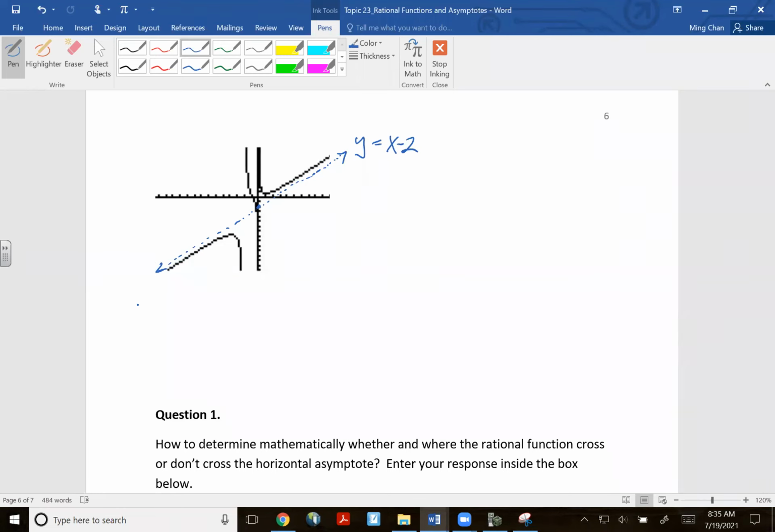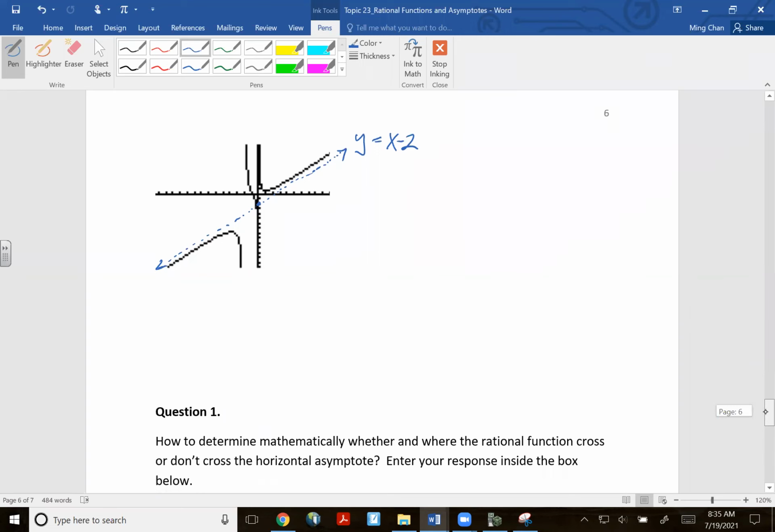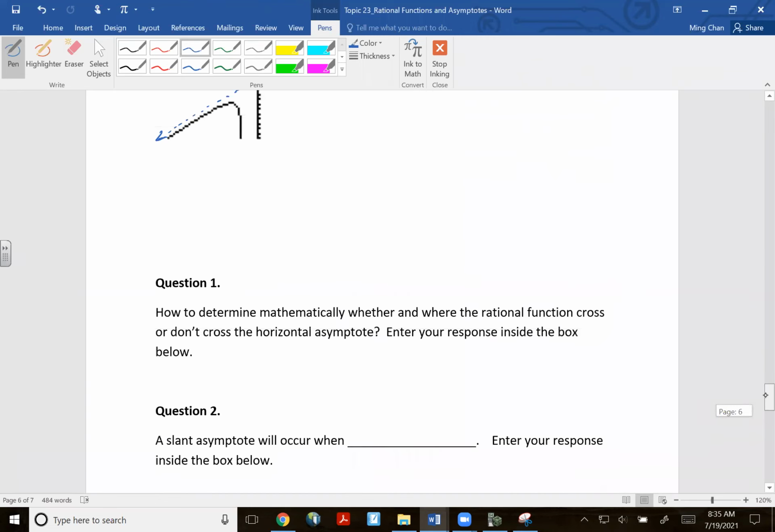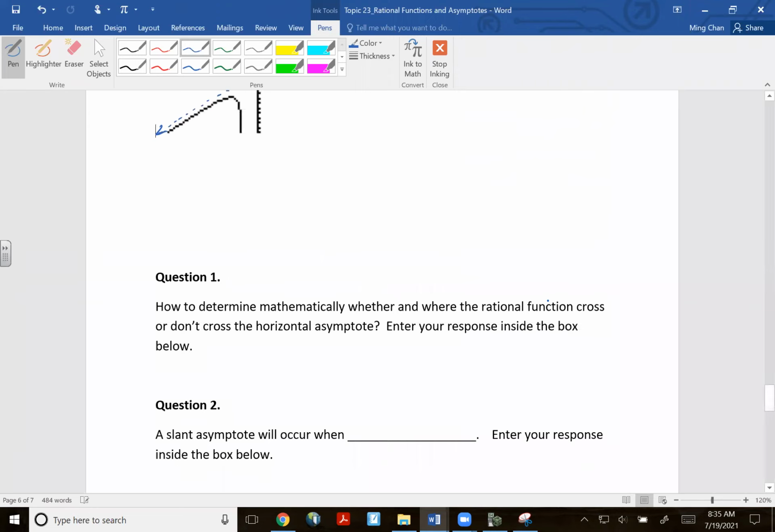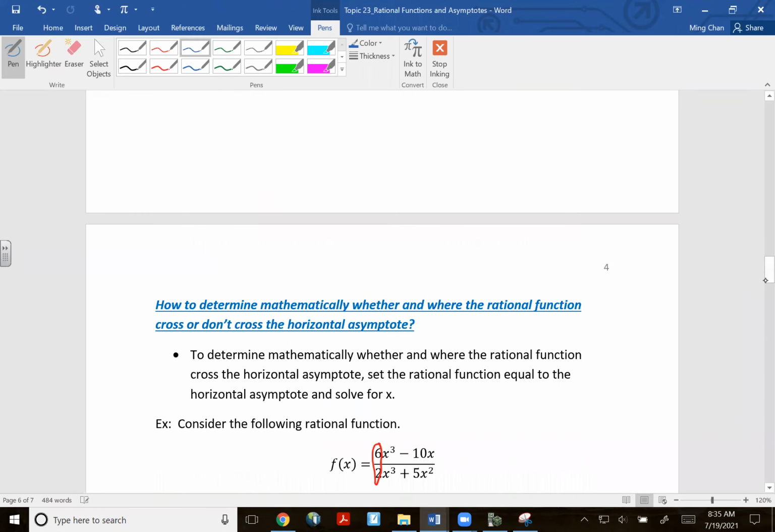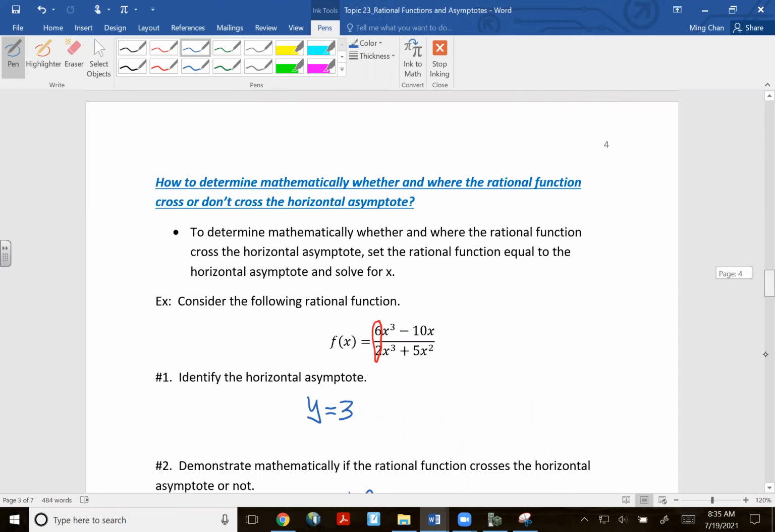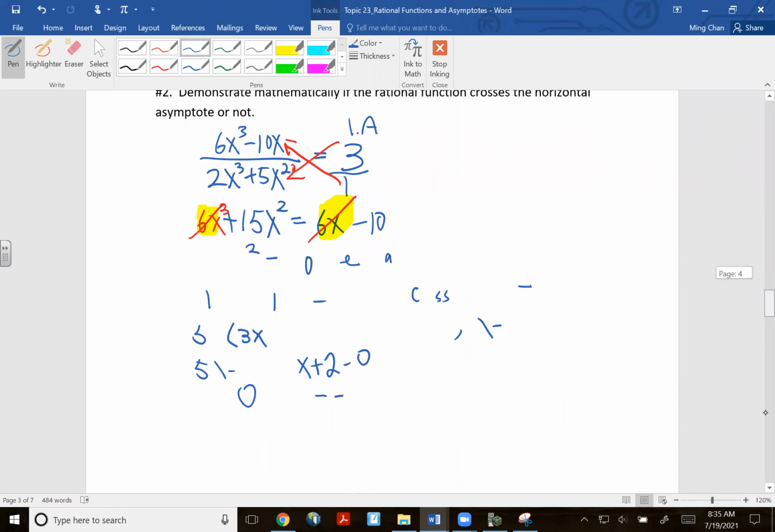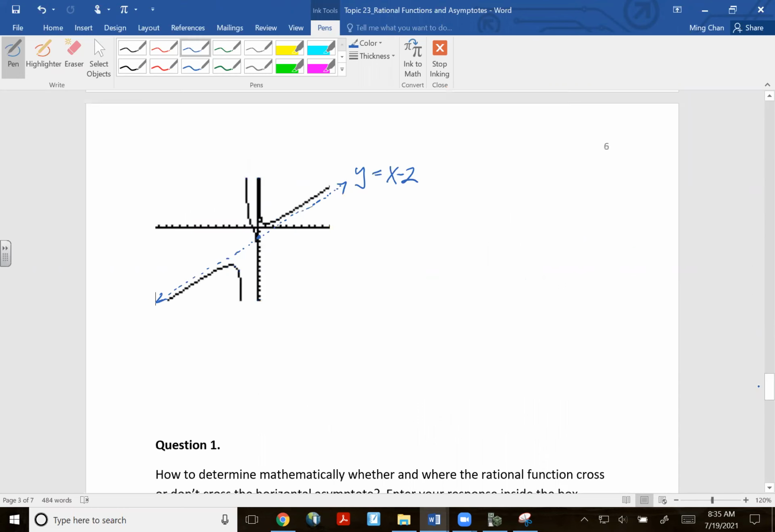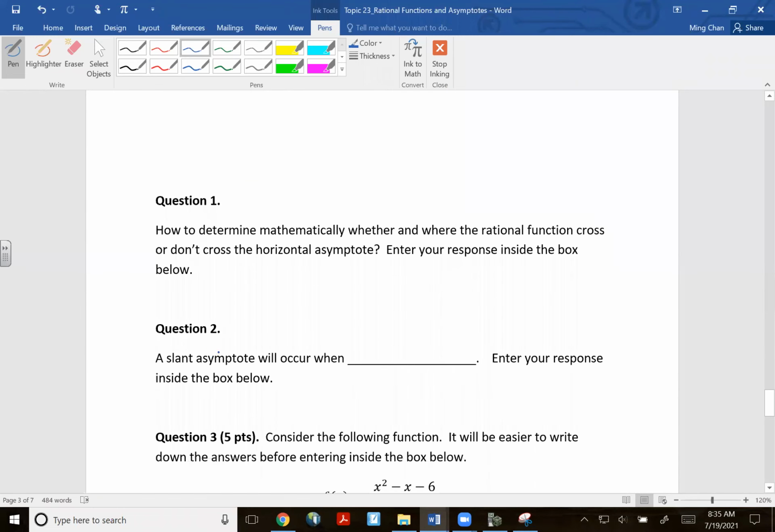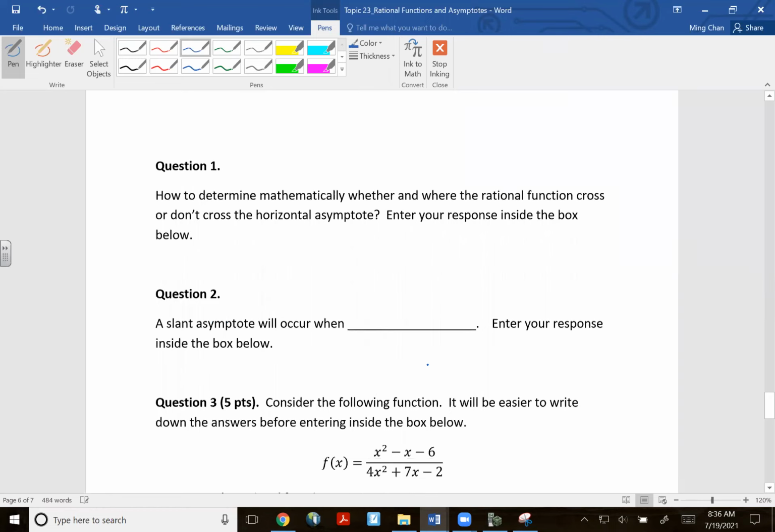All right. So let's go over the homework real quick. How do you determine mathematically whether and where the rational function crosses or doesn't cross the horizontal asymptote? You can just copy the answer from here: set the rational function equal to the horizontal asymptote and solve for x. Number 2, a slant asymptote will occur when the degree of the numerator is 1 greater than the degree of the denominator. You can just copy it from the lecture handout.